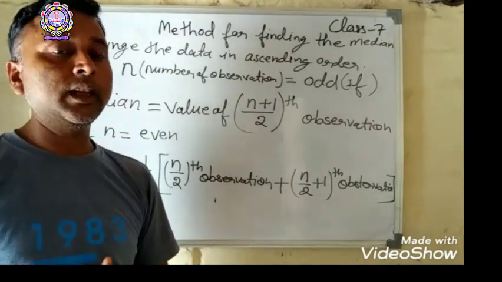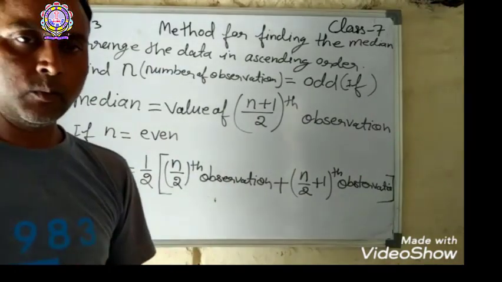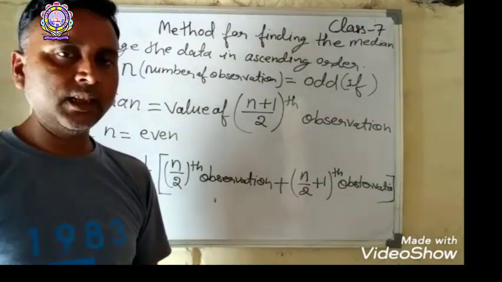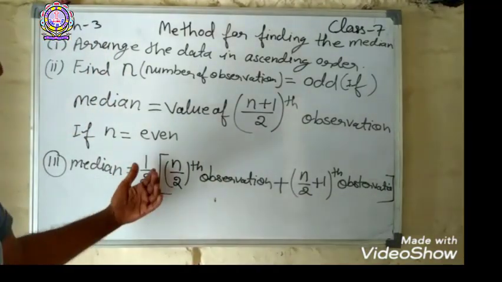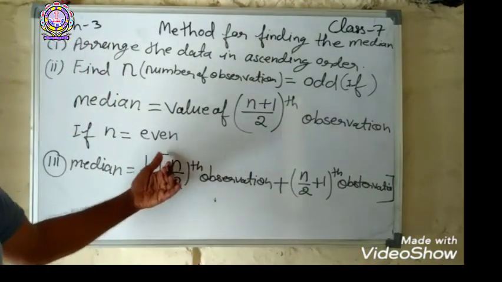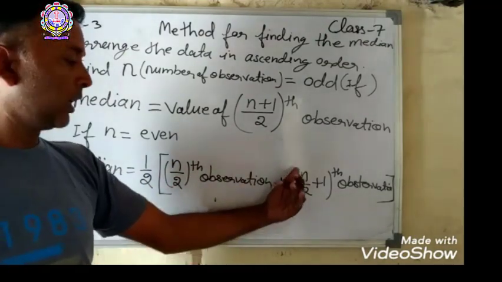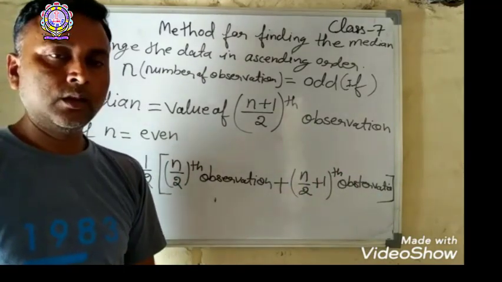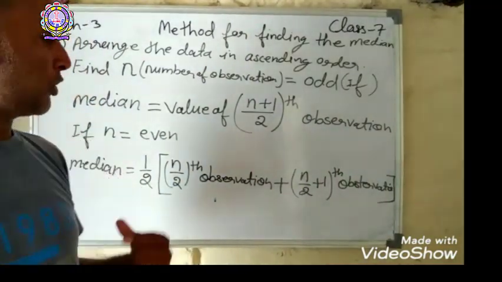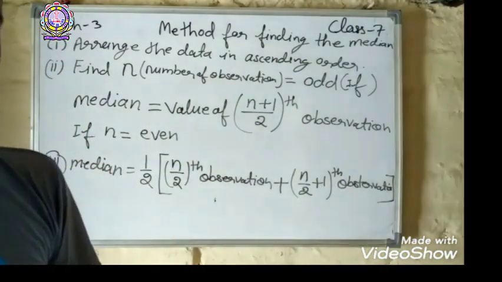When the observations are in even numbers, like 4, 6, 8, we use the formula: median is equal to 1 upon 2 times the bracket of the n upon 2 nth observation plus the n upon 2 plus 1 nth observation. So now we solve questions related to both formulas.